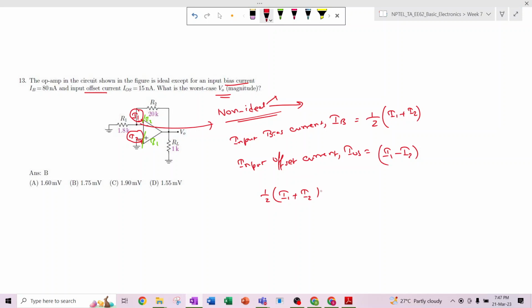So half of I1 plus I2 in the given question is 80 nanoampere. So I1 plus I2 is 160 nanoampere, and I1 minus I2, which is the input offset current, is 15 nanoampere. If we add these two, the I2 terms cancel out, so I1 will be 160 plus 15 divided by 2, which is 87.5 nanoampere.